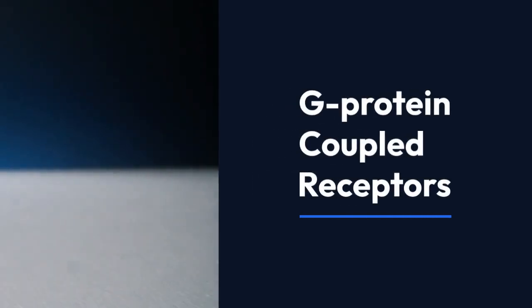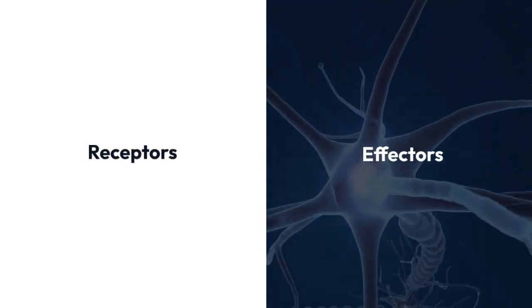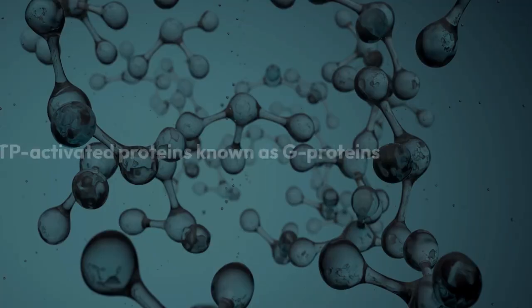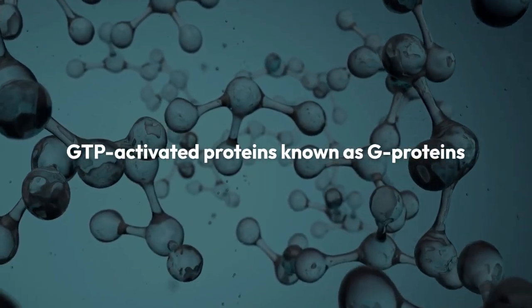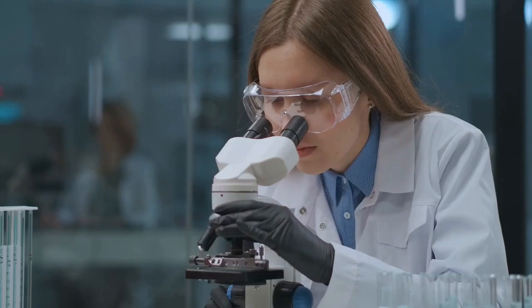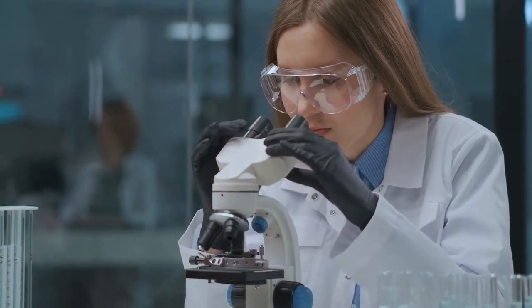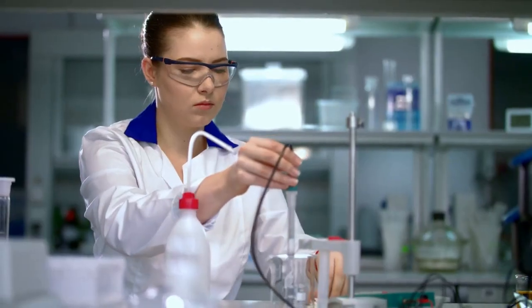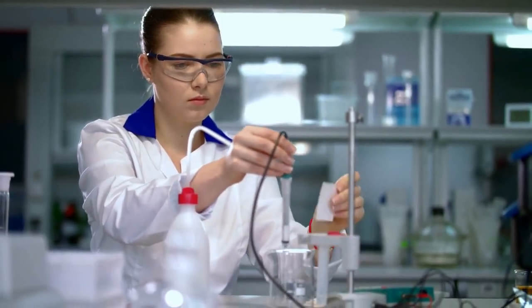G-protein-coupled receptors, or GPCRs, are a large family of cell membrane receptors that play a crucial role in cellular communication. These receptors are linked to effectors, such as enzymes, channels, or carrier proteins, through GTP-activated proteins known as G-proteins. When an agonist binds to a GPCR, it triggers a cascade of intracellular events that lead to various physiological responses. GPCRs are involved in numerous bodily functions, making them a significant focus in pharmacology and medical research.